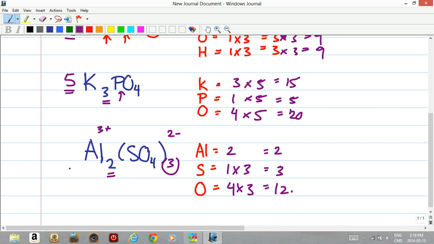Again, there's no coefficient right now, but if the coefficient, for example, were 2, then we would multiply everything by 2. We would multiply the aluminum, the sulfur, and the oxygen by 2, giving us 4 aluminum, 6 sulfur, and 24 oxygen. Okay, that's how to count atoms in a chemical equation, which is an important skill before you learn how to write and balance chemical equations.